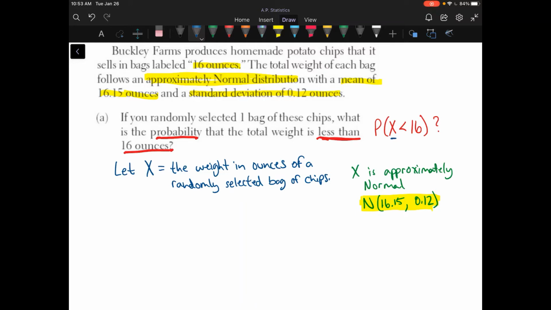Now, since this is normally distributed, and we're trying to calculate a probability of a normal distribution, we can use a z-score in table A. So we need to standardize 16. We get z equals 16 minus 16.15 over our standard deviation, 0.12, and we end up with negative 1.25.